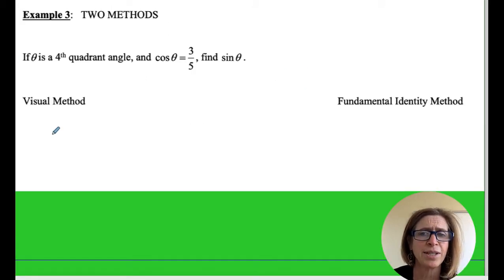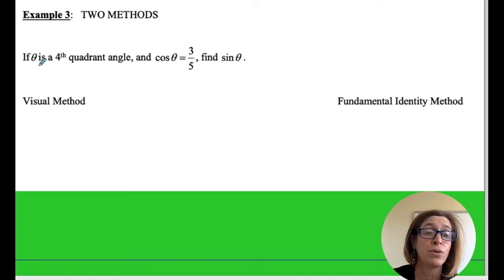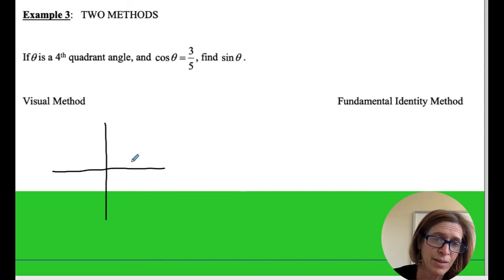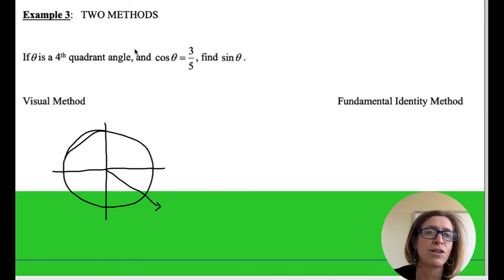All right, let's try another example. In this case, it says theta is a 4th quadrant angle and cosine theta is 3/5. Find sine theta. So we're going to look at two methods. We're going to look at the circle method first. We know that theta is in the 4th quadrant, so that means that my terminal side is in the 4th quadrant. My circles are terrible today, guys, sorry.